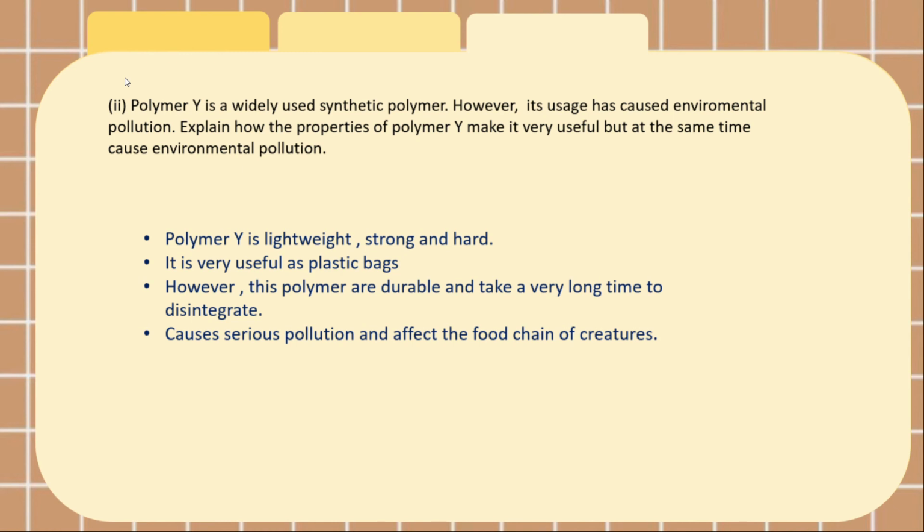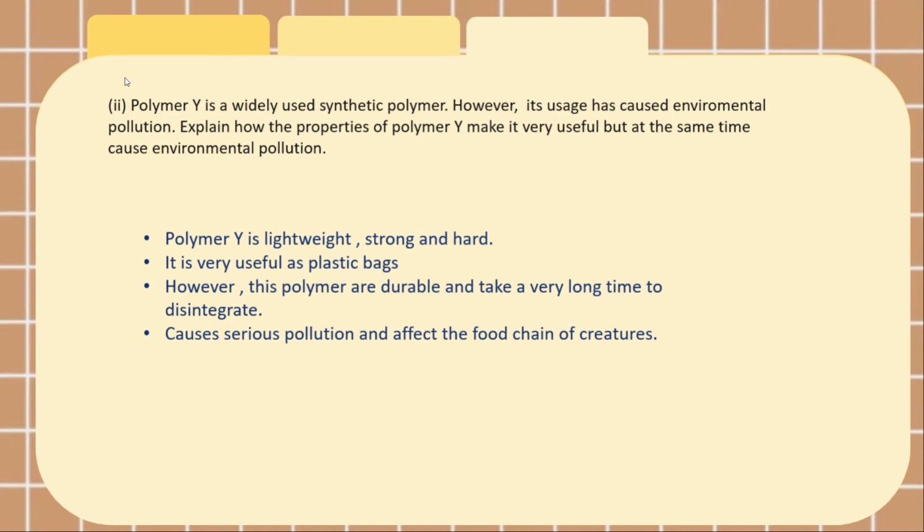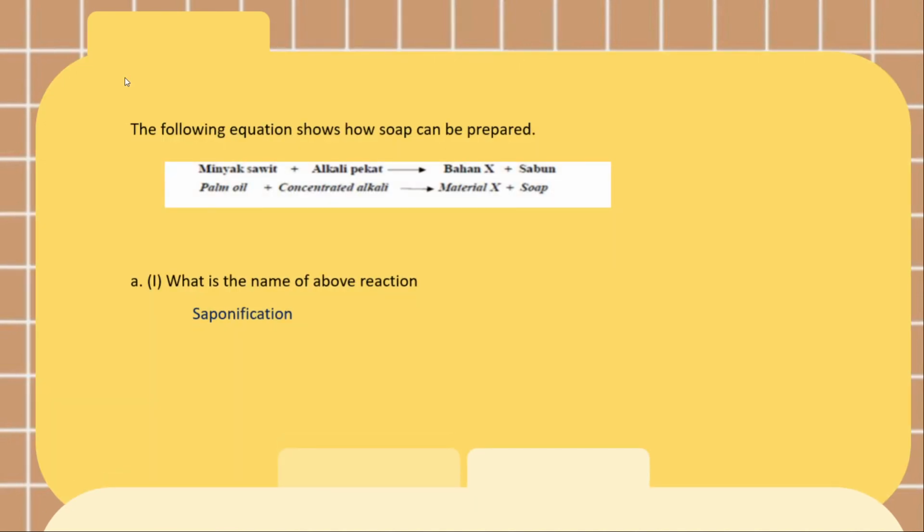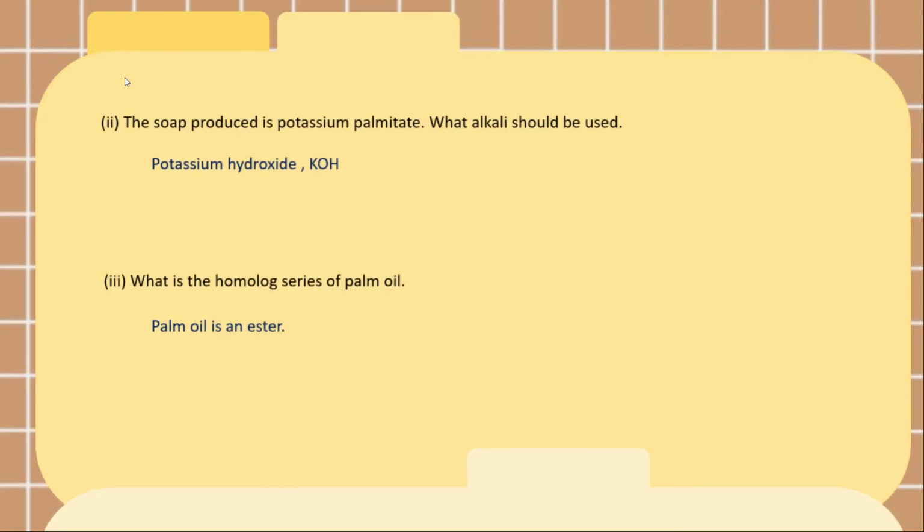Question 9. What is the name of the above reaction? The answer is saponification, because saponification is the only process that shows how soap can be prepared. Next, the soap produced is potassium palmitate. What alkali should be used? To prepare soap, only two alkalis are used, which are sodium hydroxide and potassium hydroxide. In order to produce potassium palmitate, we need to use potassium hydroxide.